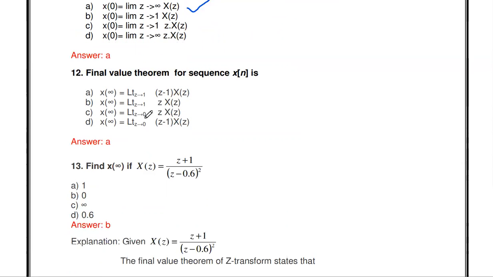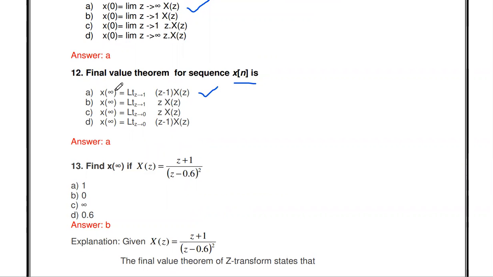Okay, and the next one, final value theorem. The final value theorem is used to calculate the final value of the sequence x of n. That is, at n equal to infinity, what is the value of x of n? In order to calculate x of infinity, we use the final value theorem. As per this theorem, which one is correct? The A is correct.